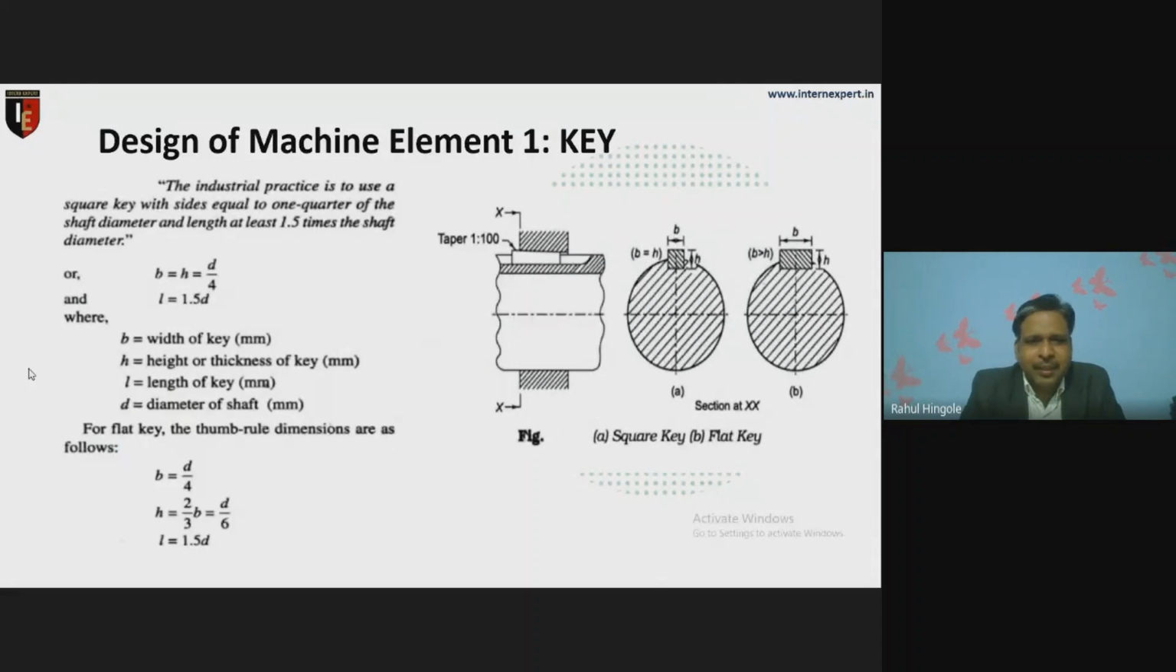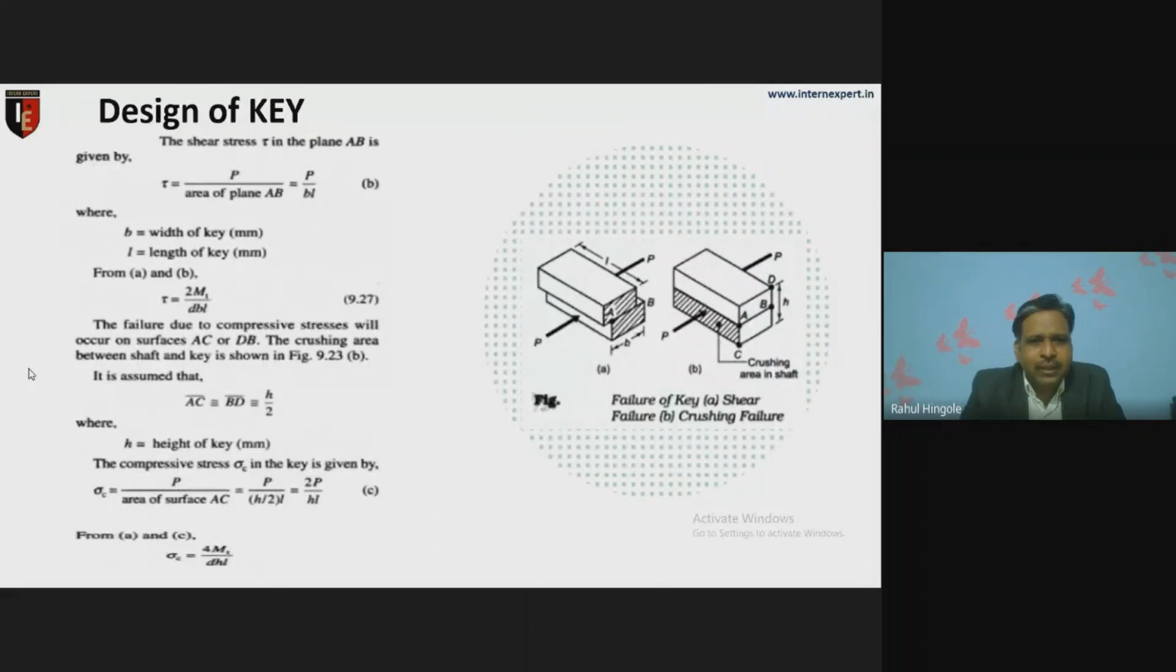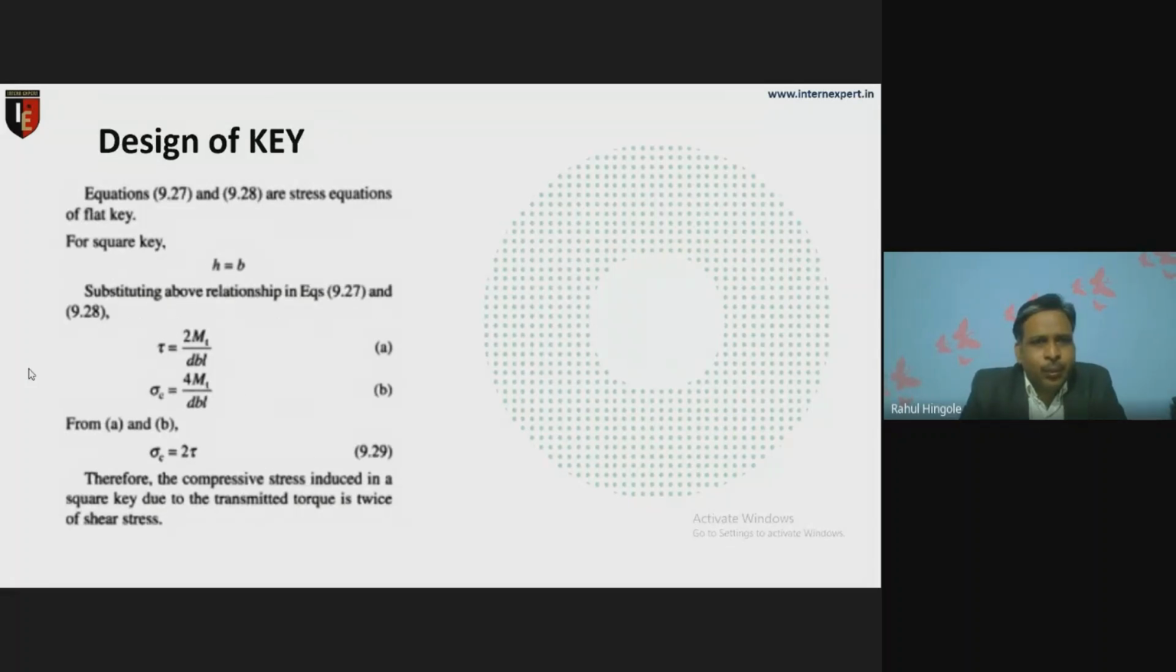So in this design you need not write anything. It's what exactly happened in the design. You do one simple thing here. Design of key: note equation number A, B, and this last equation. These three equations, note them. This is important. In the design of key, at least you should know what exactly tau, sigma C, and sigma C is twice of tau. Tau is the complete shear stress, sigma C is the compressive stress. From A and B, sigma C is twice of tau.